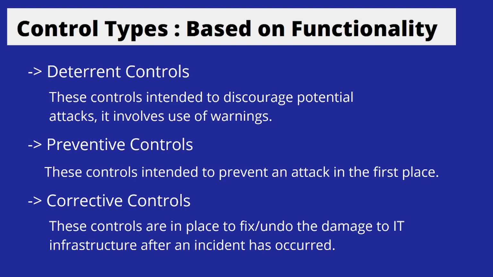Primarily, there are the deterrent controls. These controls are intended to discourage potential attacks. It involves the use of warnings. Let's say someone tries to access sensitive info without the proper authorization, then a warning pops up, letting the employee know that they weren't supposed to do this. It deters the action, and hence it's called the deterrent control.